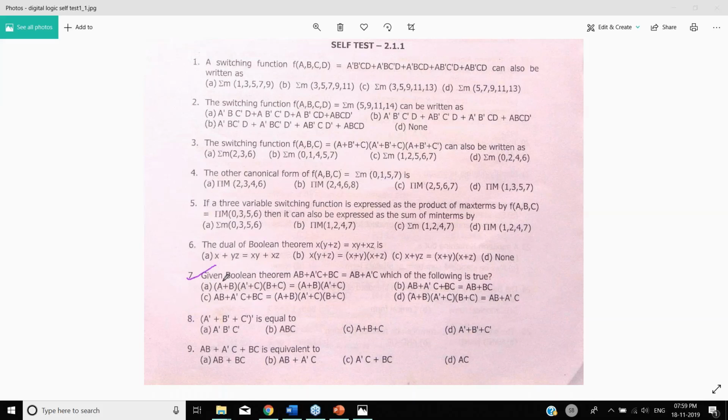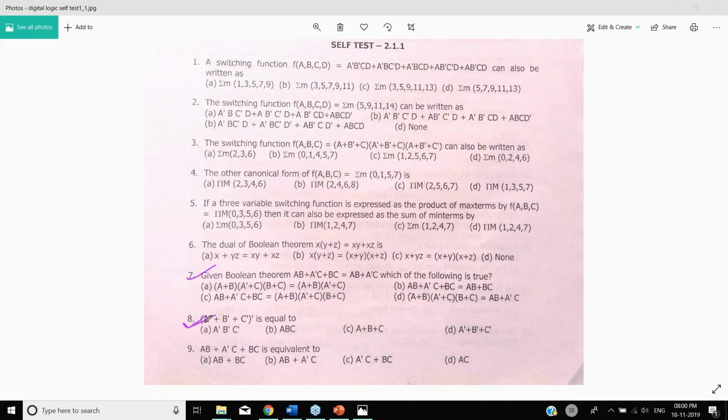Question number 7. Given Boolean theorem, AB plus A bar C plus BC equal to AB plus A bar C, which of the following is true? If this is given, then which of the following is true? Use pen and paper and try to solve this. Before going to 7, let us do 8 first. 8 is a bit easy, but requires a bit of calculation.